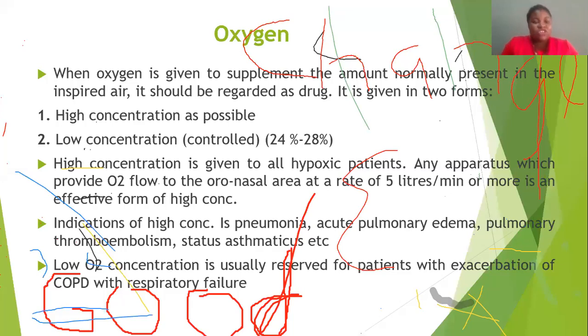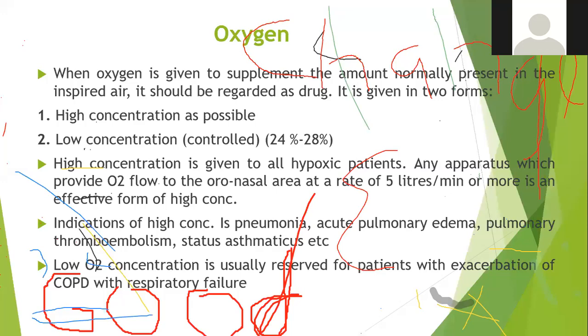Indications for high oxygen concentration are when the patient has pneumonia, acute pulmonary edema, pulmonary thromboembolism, or status asthmaticus. Low oxygen concentration is usually reserved for patients with exacerbation of COPD with respiratory failure. When oxygen delivery is less than 35%, it is low concentration. And when you give it at more than 60%, it is high delivery.